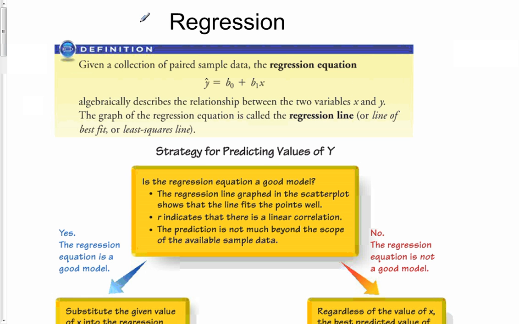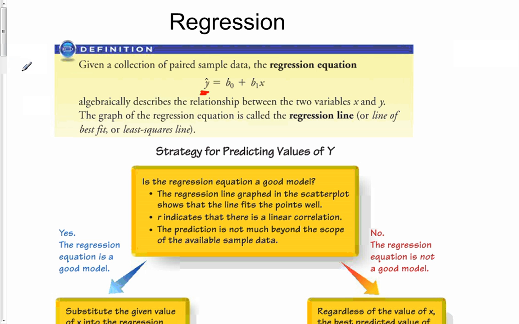Okay, so now we're going to talk about regression. Given a collection of paired sample data, the regression equation is y hat equals b naught plus b1x. This is the algebraic description of the relationship between the variables x and y. And when you graph this regression equation, you get the regression line.